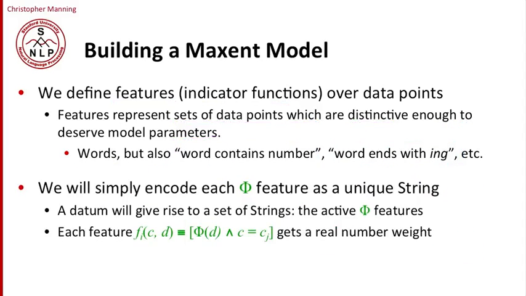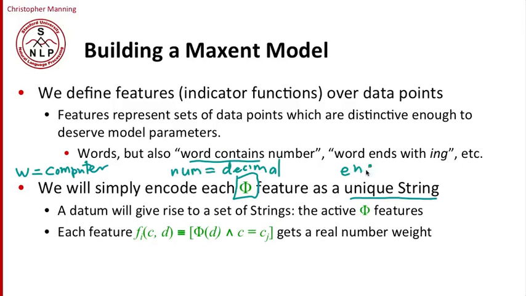So what we will do in class, and it's commonly done in practice, is that for each feature that picks out a data context, we will just represent it as a string. So the string could just be the word, computer or whatever. But since we're also going to have other features like word contains number, commonly what we want to do is have some informal namespace. So this might be word equals computer, and this one might be num equals decimal, or the feature here might be end equals ing.